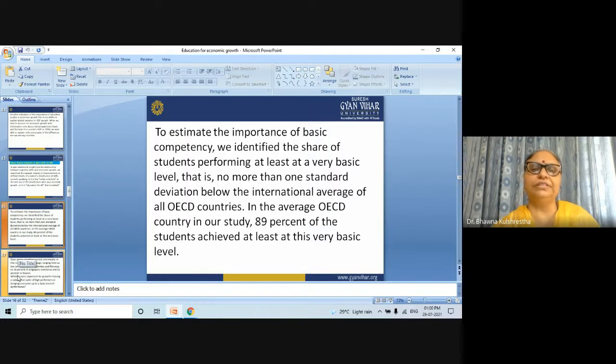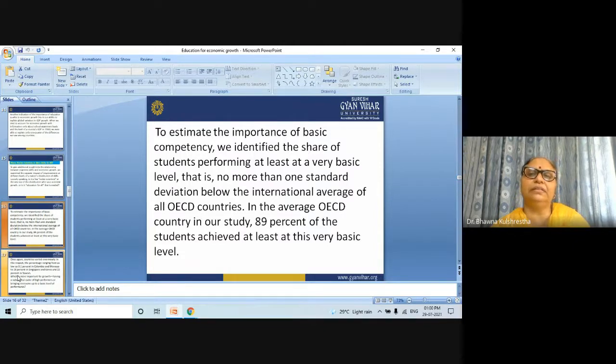We identified the share of students performing at very high levels, at or above one standard deviation over the OECD average. On average, across all countries, 6% of students performed at that high level.